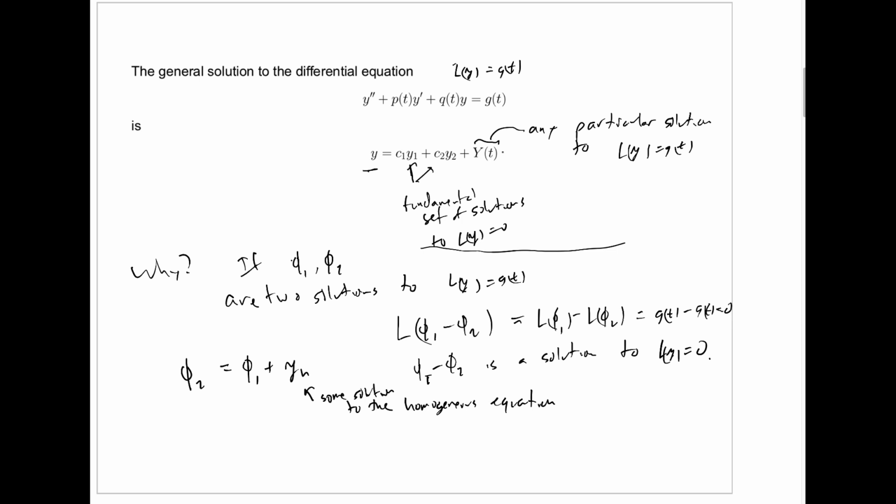And that's really all we're saying here, because if we think of phi1 as our capital Y, and phi2 is just any other arbitrary solution, I'll call phi2 y here, and I'll call phi1 capital Y. All of my solutions, little y, have to look like this one solution, phi1, plus some solution to the homogeneous equation. Well, this is the general form for all solutions to the homogeneous equation, c1 y1 plus c2 y2.